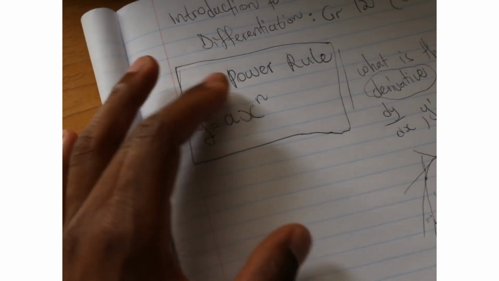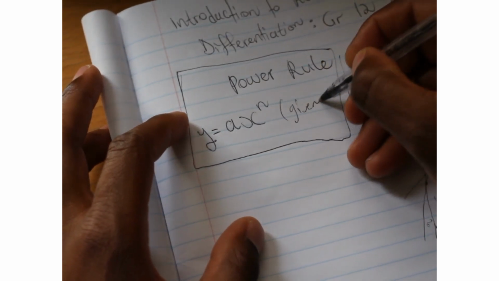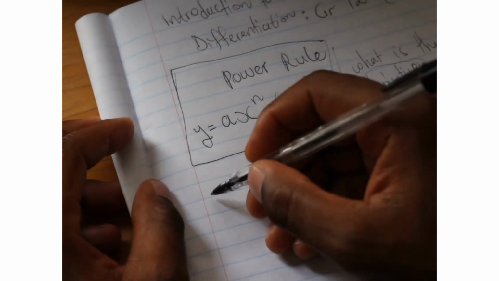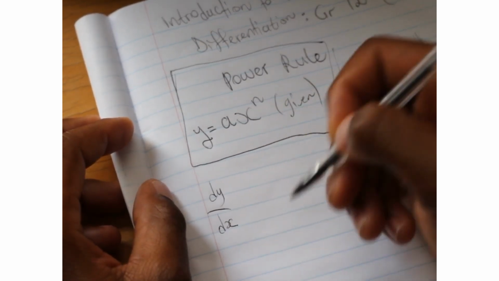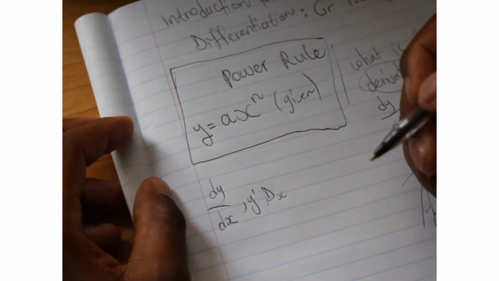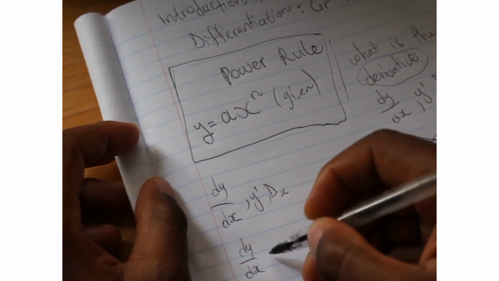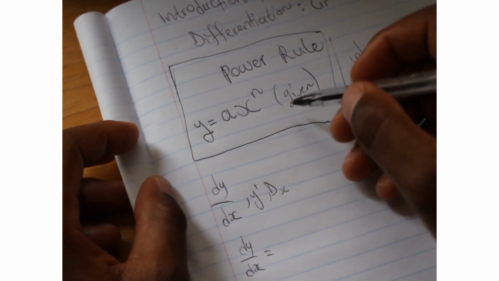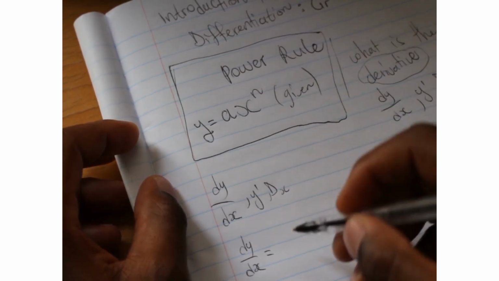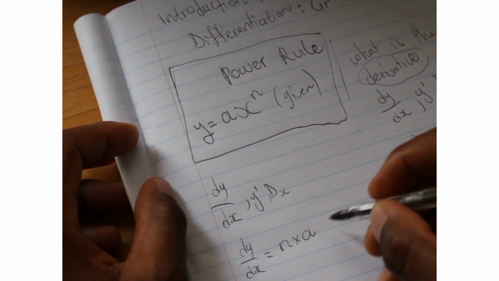Now we haven't done anything to the function. Remember, this is given, meaning that we have not done any differentiation. Now, to find dy over dx, or y prime, this is what we're going to do. We're going to say dy over dx, which is the derivative, is given by, we're going to take this n over here. That is the first thing that we're going to do. We're going to say n times the a, and then x.